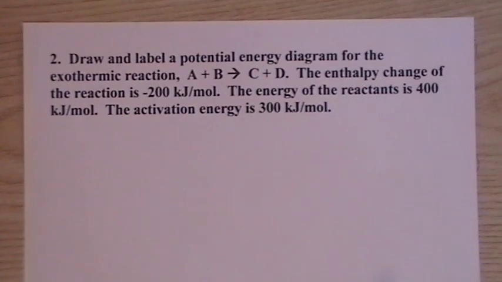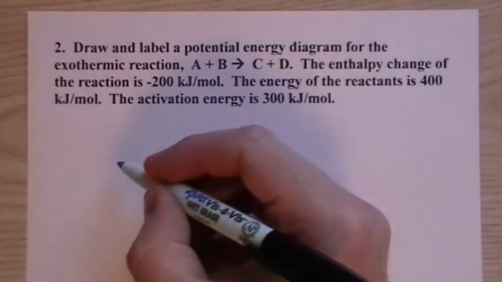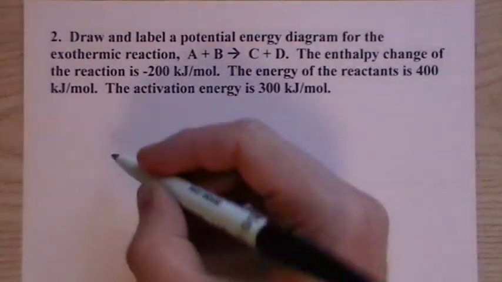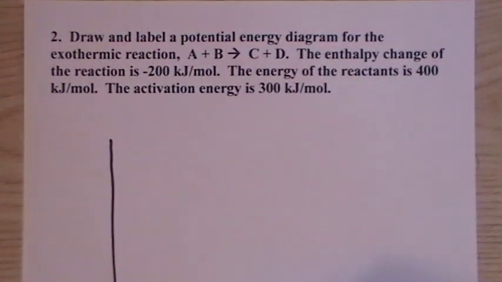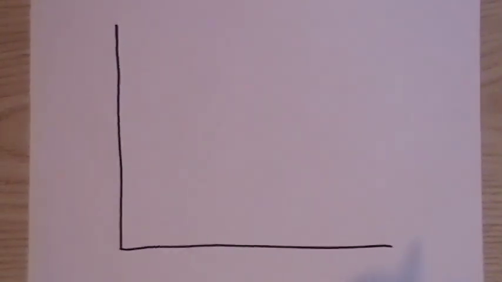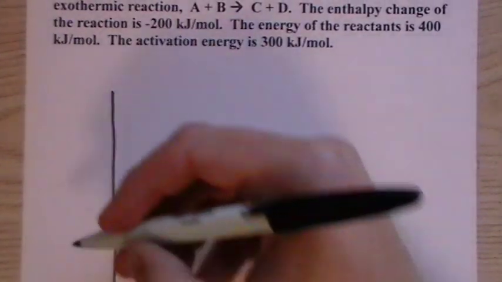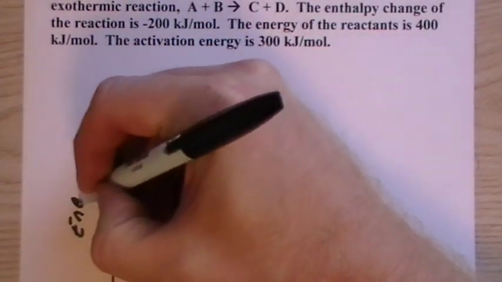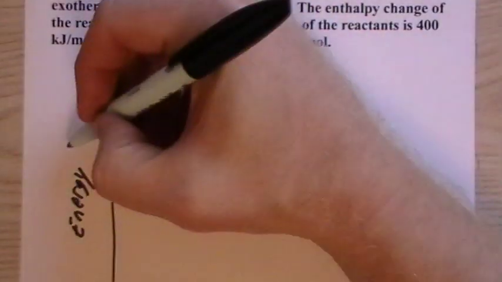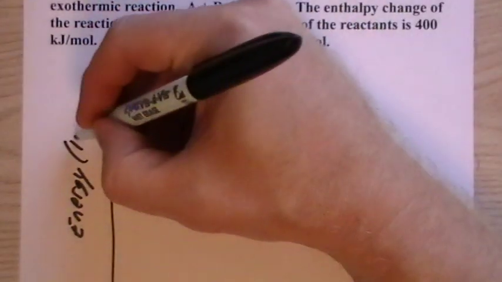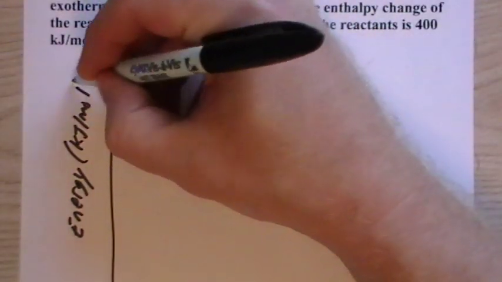Now, when we draw a potential energy diagram, I'm going to try to fit it on screen. Will that fit on? Yeah. So we have energy on this side, and we can say kilojoules per mole, since we're doing kilojoules per mole. On the bottom, we write progress of the reaction, not time.